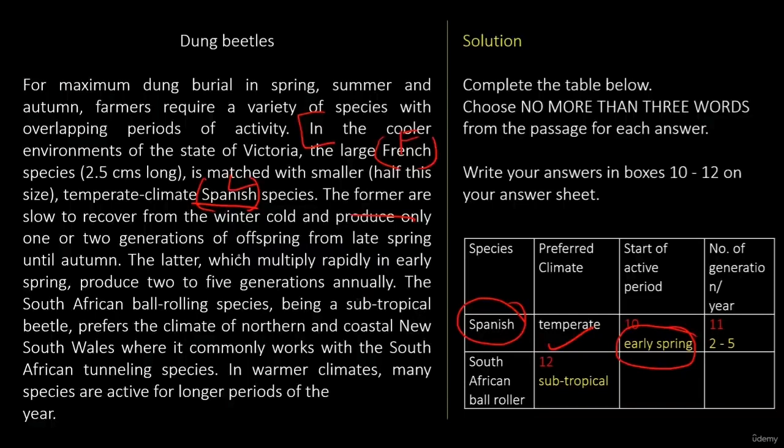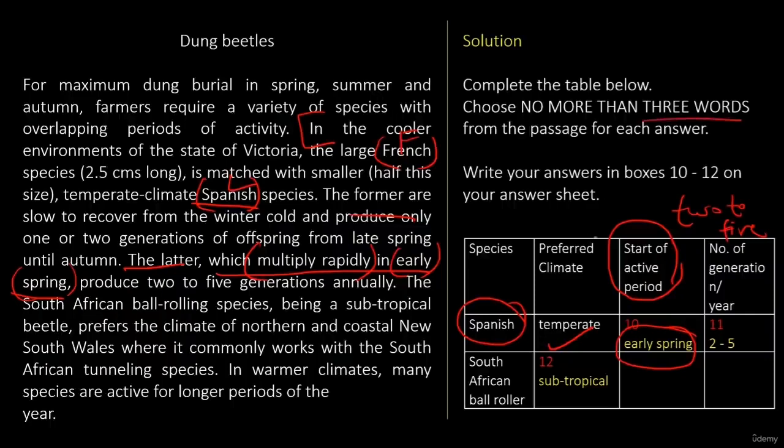Now if you look here, there are 2 answers given so quickly you can miss them. The latter, which is Spanish, which multiply rapidly in early spring. Active period, multiply rapidly. Clear? The synonym they have changed. I mean they have changed some words to distract you. When do they multiply? When do they have active period? Early spring. And there we have the answer. Second one, produce 2 to 5 generations. Now you can write like this, 2 to 5. The answer is still correct because we have 3 words. No more than 3 words. That means 3 words are allowed.